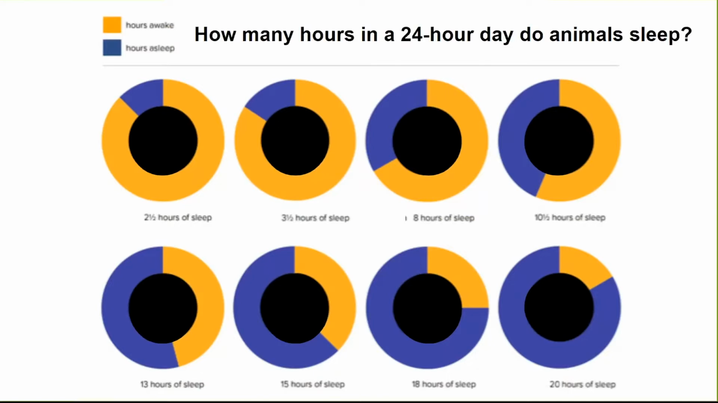What new information did we just learn? What do you think about the graph now? What do you think each circle represents? What's the greatest number of hours an animal here sleeps? Least.